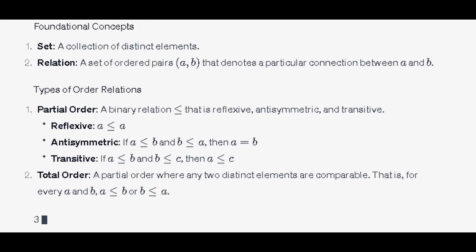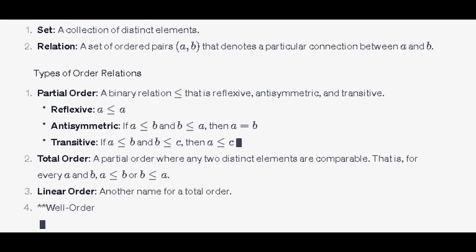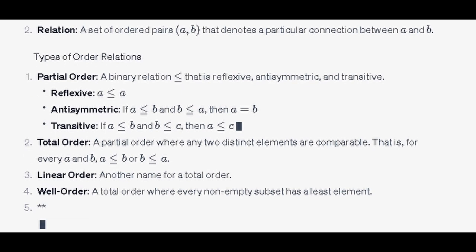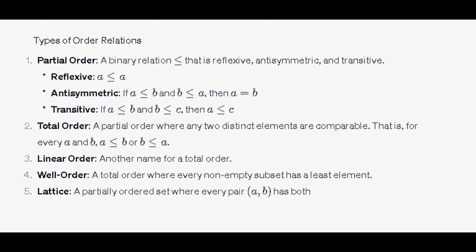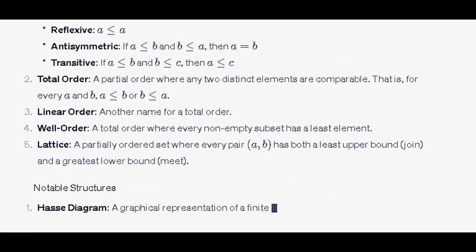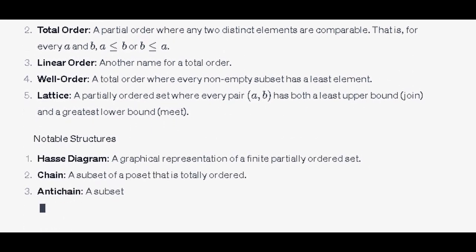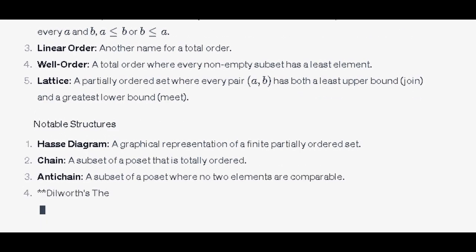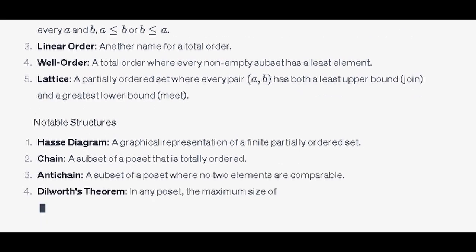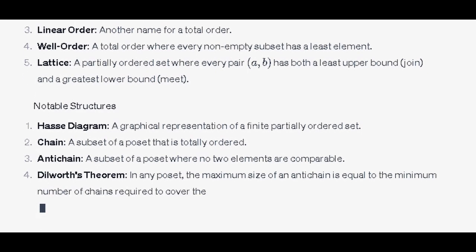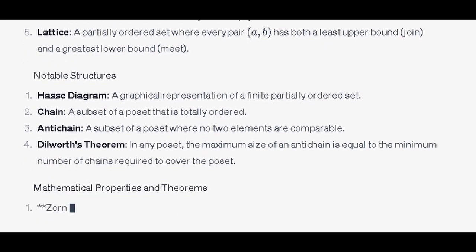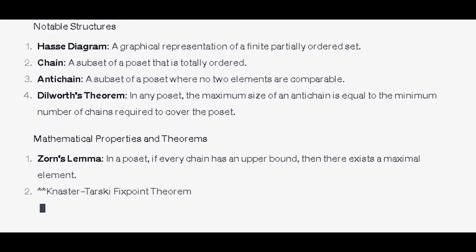The building blocks. Order theory starts with some deceptively simple ideas. At its core, we have what we call a set. Think of it like a bag filled with individual, distinct items, like a bag of gemstones, each precious and unique. The other cornerstone is a relation, which is like an invisible thread that connects pairs of these gemstones in our bag.